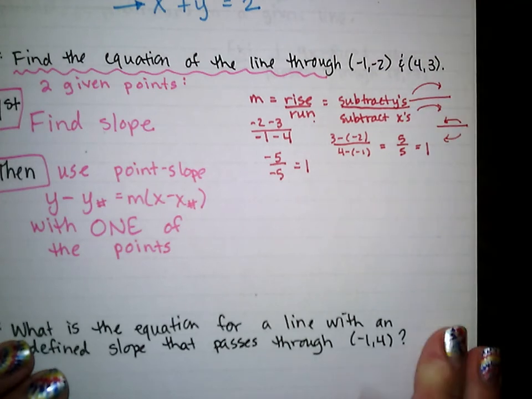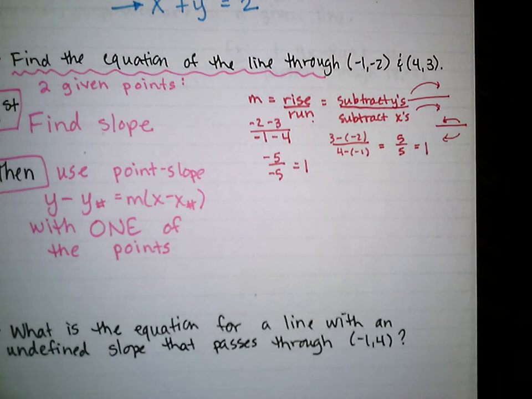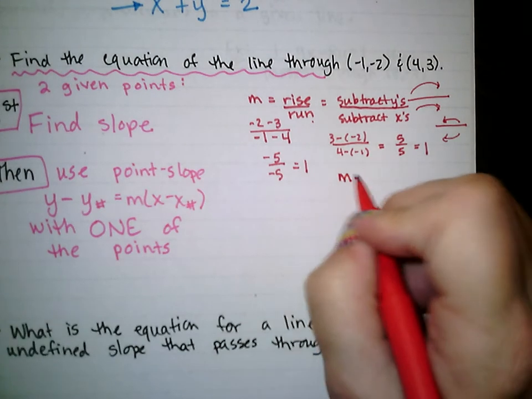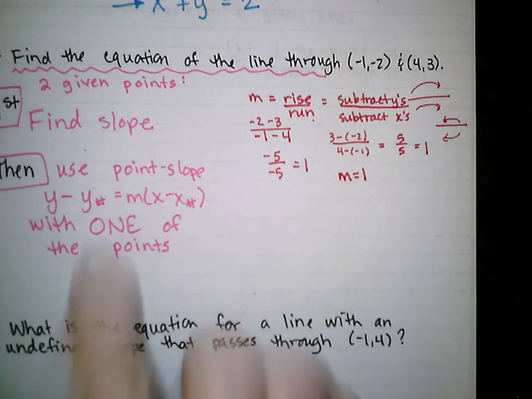So you can do y2 minus y1 or y1 minus y2. It doesn't matter as long as you're consistent. You just can't switch direction midway. So our slope is going to be 1. Then we're going to choose one of our points to use point slope form.